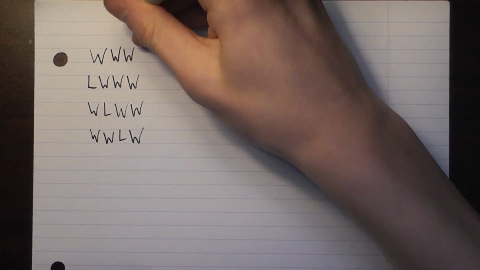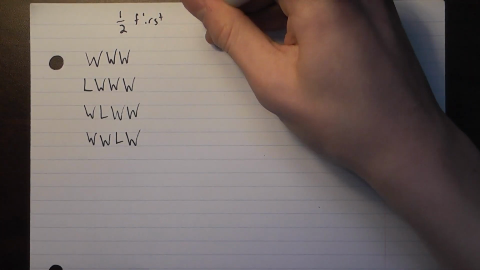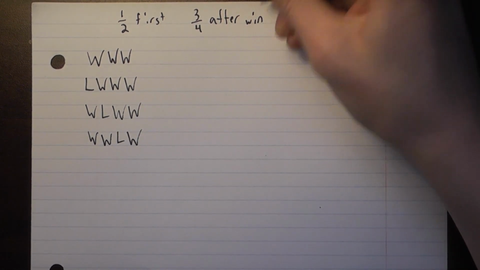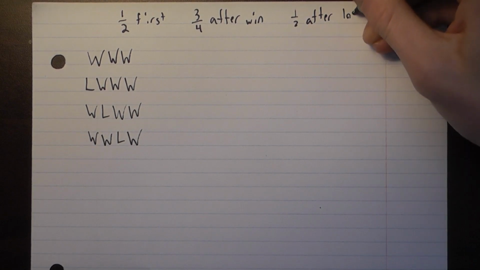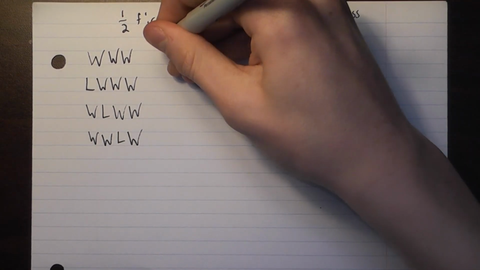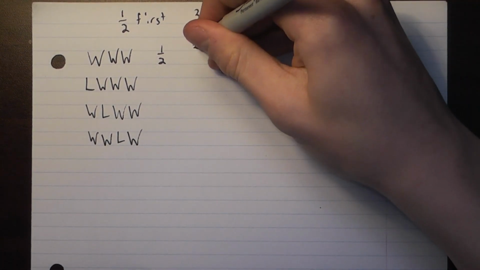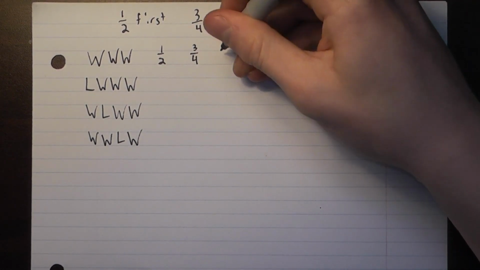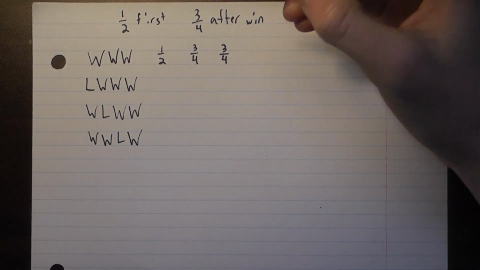So the first game, she has a 1 in 2 chance of winning. After a win, she has a 3 over 4 chance of winning. And after a loss, she has a 1 in 3 chance of winning. So in this first one, she has a 1 in 2 chance of winning, and then after the first game, she has a 3 over 4 chance of winning because she won the previous game, and then because she won that game, she has a 3 over 4 chance of winning again.